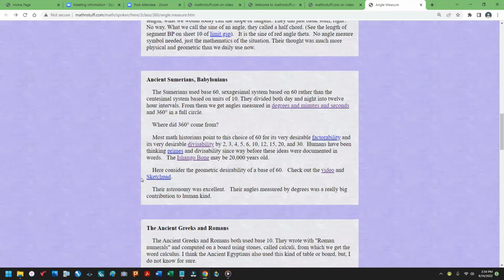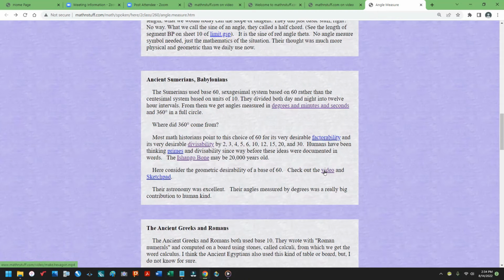Again, if you want to play, it's right there for you to download. So my position is that the Babylonians, the Sumerians contributed 60 degrees towards angle measure. I think that was really important.